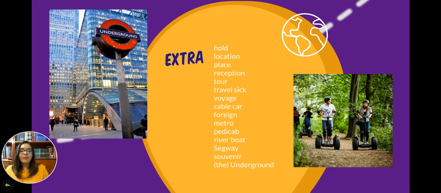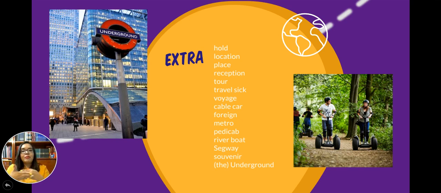Location. For example, oh, this hotel has an incredible location. You know why? Because it's really near the center of the city. Okay? So that's location. Place. We could say, oh, this is a great place for a holiday. So imagine an incredible place for your Christmas holidays, could be. Okay, that's place.